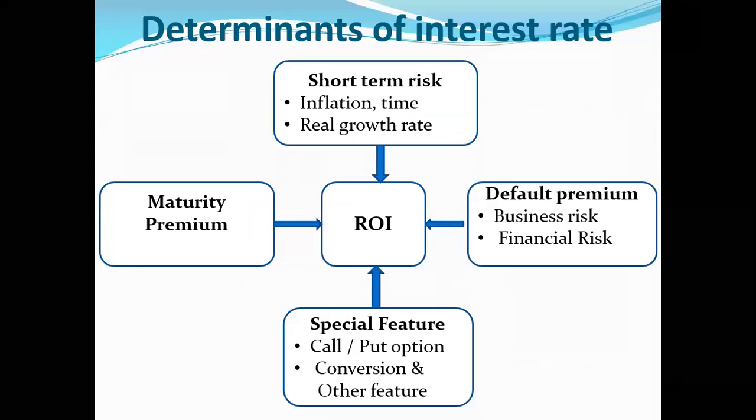Okay, so these are the main determinants of interest rate. As I said, what is more important for you to understand is the real growth rate or the real rate. I gave you an example of 14% rate of interest that you have taken for an education loan. You have taken this loan for education. Now you need to understand what made the bank arrive at this 14%. So there are two components to it.